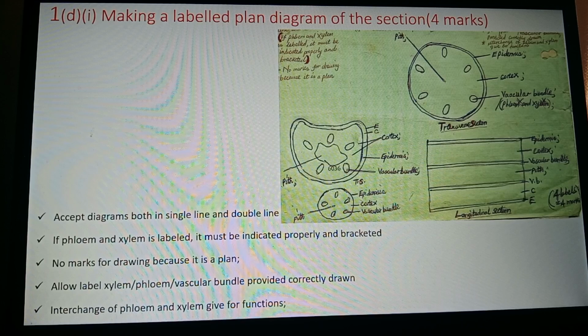So you can see there are various shapes. The one up there is the general one where you have the pith, the epidermis, the cortex, and the vascular bundle. Notice that you cannot say phloem and xylem. They cannot be seen. So if somebody labels phloem or xylem, we cancel.